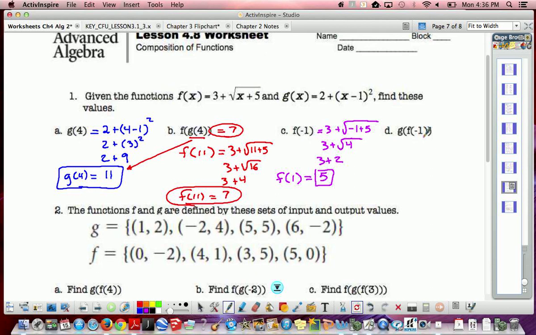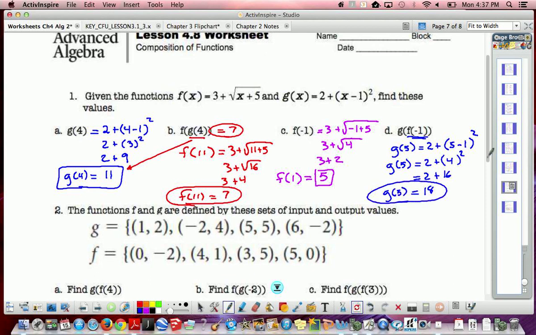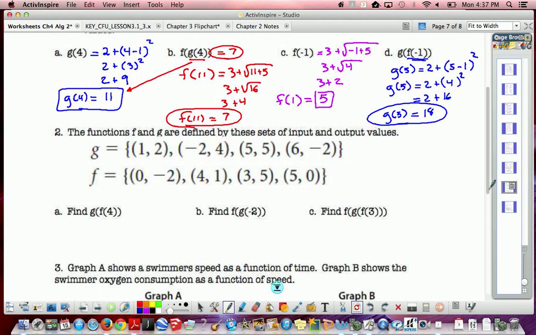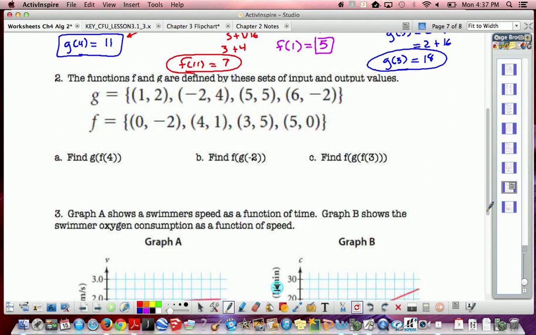So I'm going to now, in D, replace that f of negative 1 with 5. So really what I'm looking for is g of 5. So g of 5 is equal to 2 plus 5 minus 1 quantity squared. So g of 5 is equal to 2 plus 4 quantity squared. 4 quantity squared is 16. 2 plus 16 is 18. So g of 5 is 18. All right, that takes care of number 1.